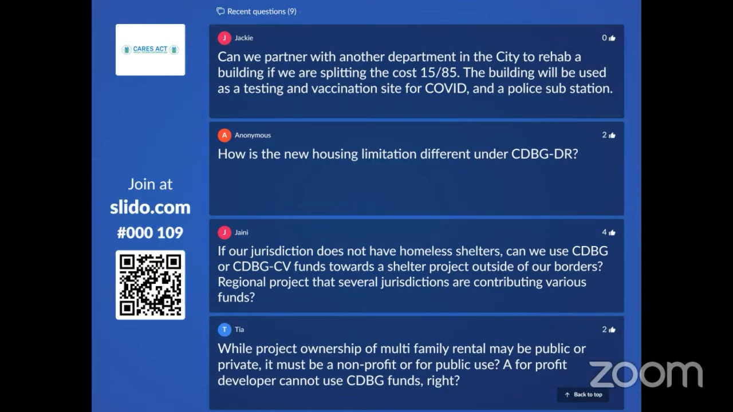But without further information, it's kind of hard to say yes without more. But yes, a testing and vaccination site building can be a public facility, and a police substation can be too. It's not clear to me though how a police substation would address coronavirus. Hence the need for additional information.